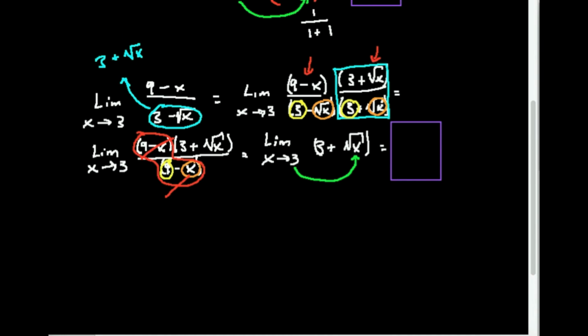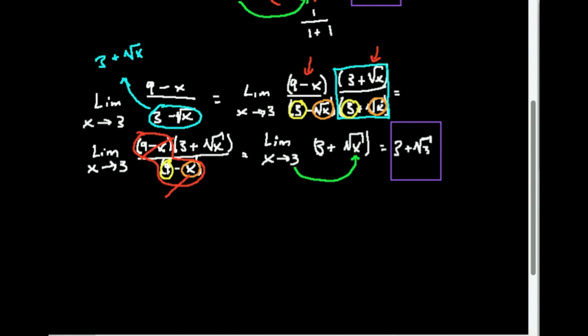Some courses for calculus and other courses don't allow calculators. So if this is what you got, you would just simply leave this as 3 plus the square root of 3, and that's a perfectly acceptable answer like that. So this would be the limit as x goes to 3 for this function right here, 9 minus x divided by 3 minus square root of x.